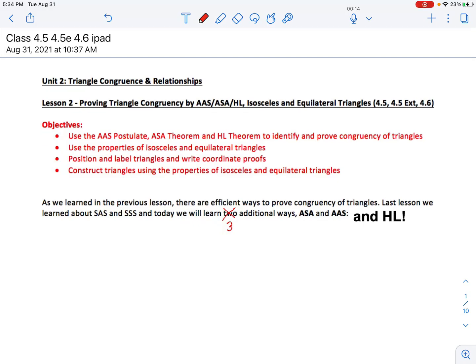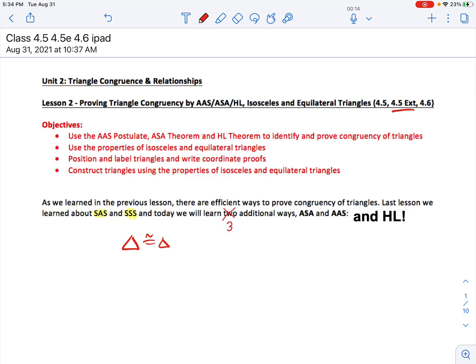Okay, welcome to 4.5 and 4.6 and this little tiny thing in between, which they just kind of tuck in there, a little 4.5 extension. All right, this is a nice continuation of what we did last time. Last time we did SAS and SSS as ways to prove triangles are congruent.